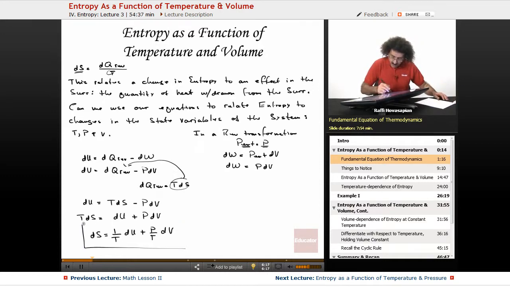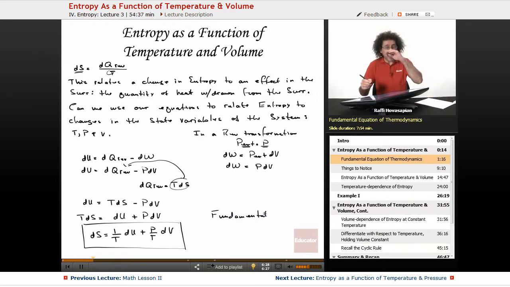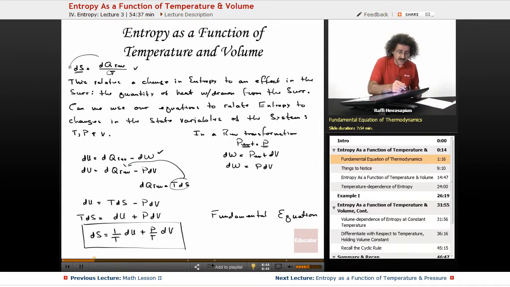This is a very, very important equation. This is called the fundamental equation of thermodynamics. It's going to be the starting point for much of the work that we do subsequently. It's nothing more than a combination of the first law of thermodynamics, which is the definition of energy, and the second law of thermodynamics, which was just an expression of the definition of entropy. First law is energy, second law is entropy. We put those together and we come up with the fundamental equation of thermodynamics.